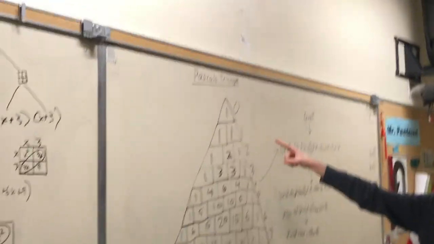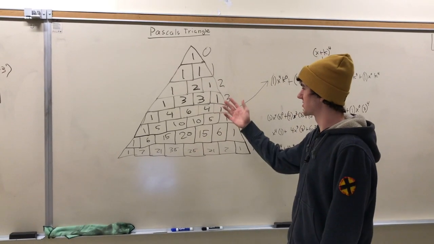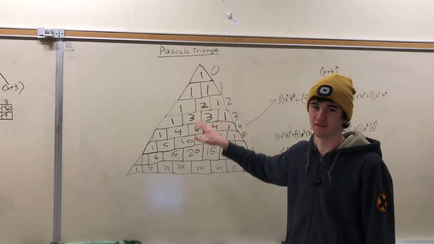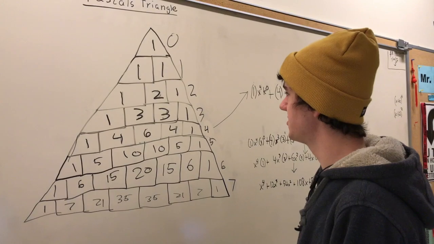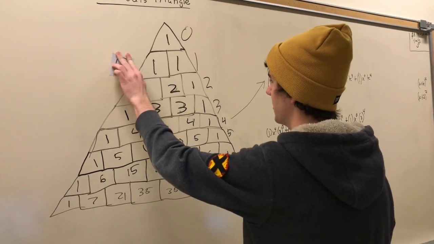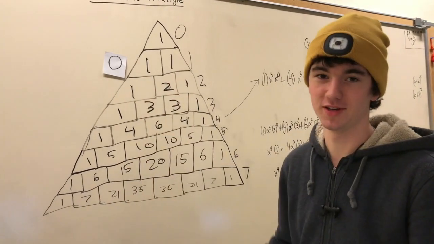It's Pascal's triangle. Pascal's triangle is a series of numbers where each number is the sum of the two above it. As you can see, 1 plus 1 equals 2, and an imaginary 0 plus 1 equals 1.